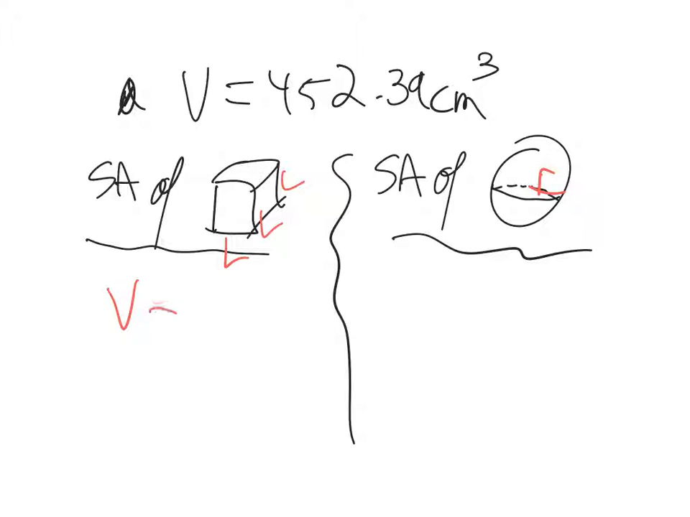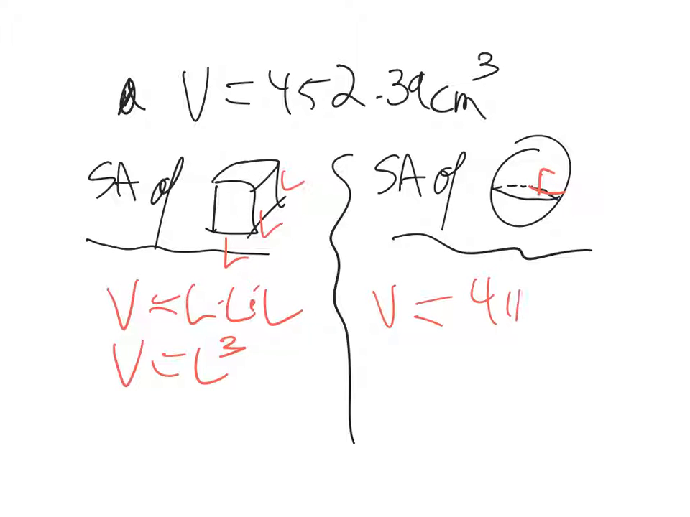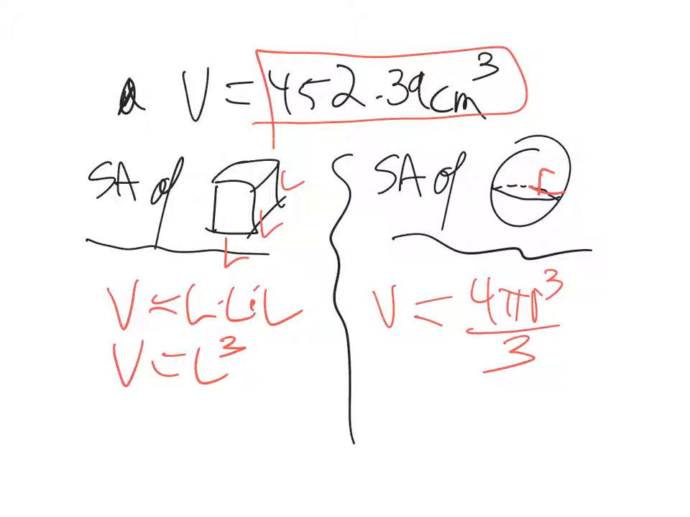So we know that the volume is length times length times length. The volume is length cubed. The formula for volume of a sphere is 4 pi r cubed over 3. So those are the volume formulas. We also know the volume. I know the volume, I don't know the length. I know the volume, I don't know the radius. So in each of those, I have one unknown. And if I can get the radius and I can get the length, then I can get the surface area.